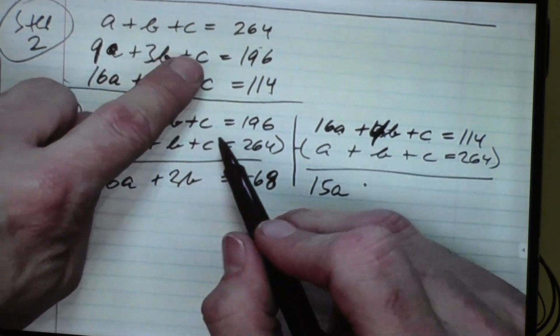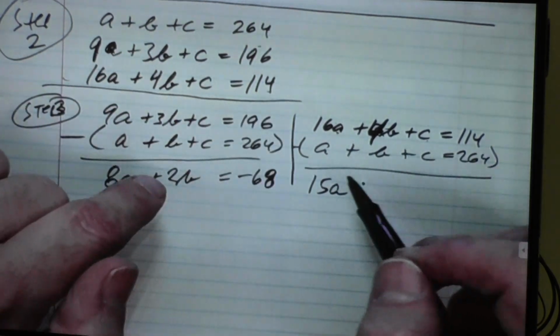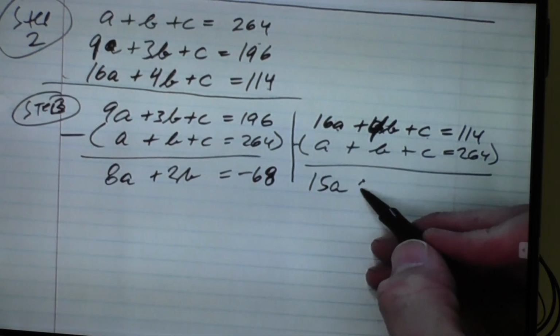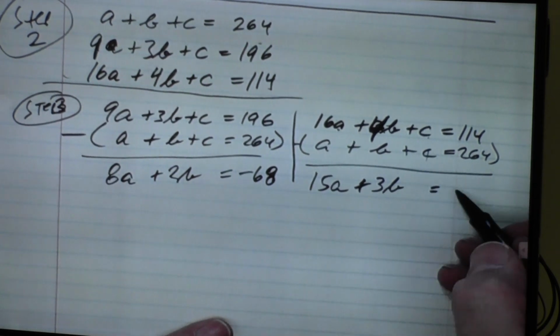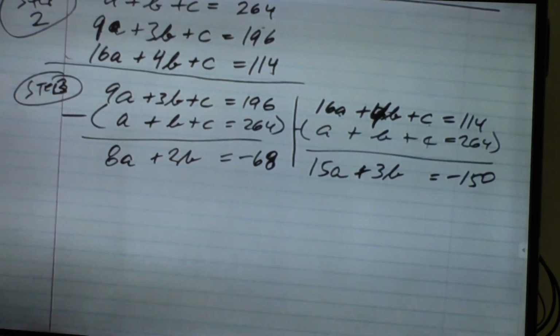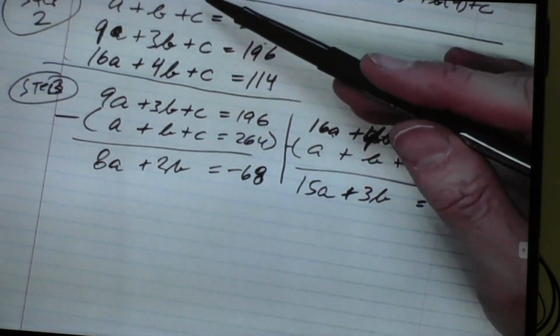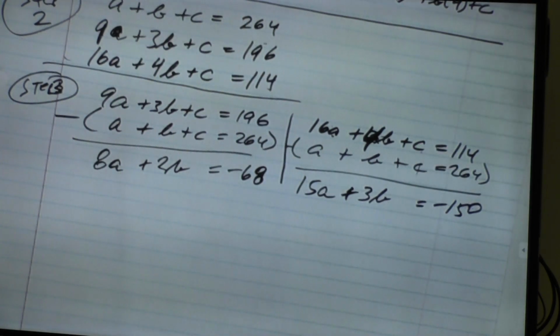I got the 9, the 3, the 196, 16, 4, and 114, and both 264. Okay, now it's better. 4, take away one of them, is going to be plus 3B. And the C's cancel out, and I get negative 150. System of 2 equations. So now I have these 2 to work with. If I didn't have it where all of them were C's and I could just subtract, this would be a little bit of a harder problem.